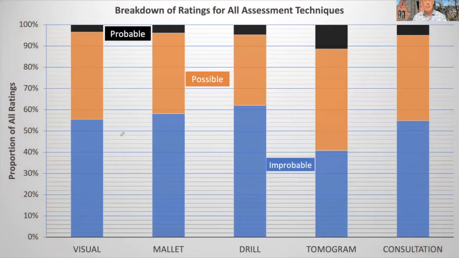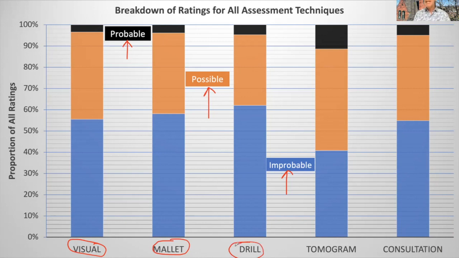So the next several slides are going to look similar to this, and the color schemes are going to look similar to this as well. These graphs show the percentage of likelihood of failure ratings that are either probable, which is shown in black, possible, shown in orange, and improbable, which is shown in blue, for each of the different assessment techniques. So here's the visual, that's the first assessment. Here's the mallet, which is the second assessment.